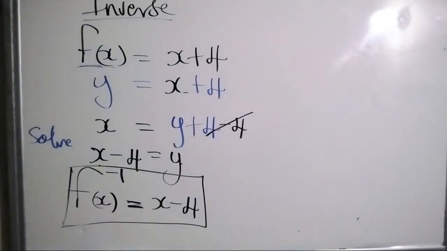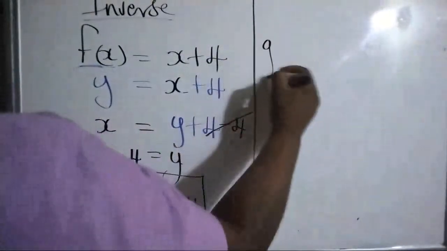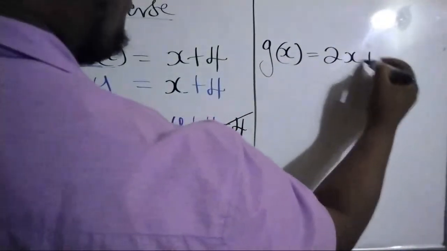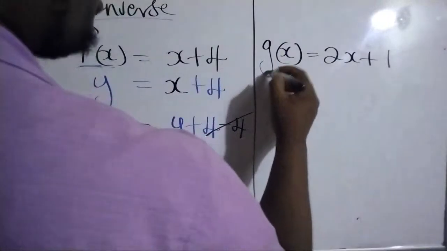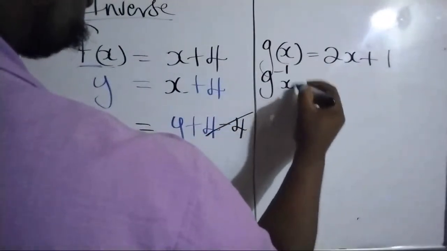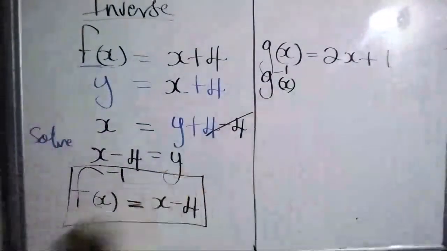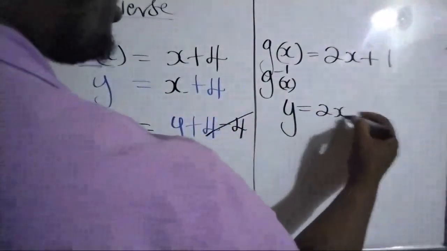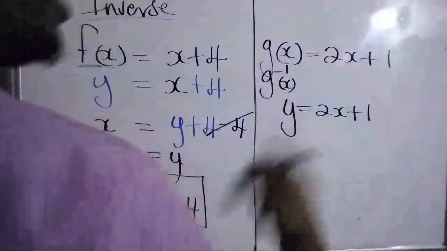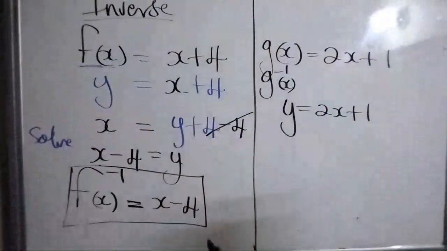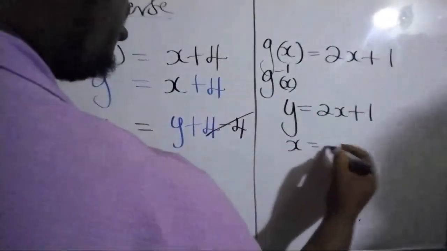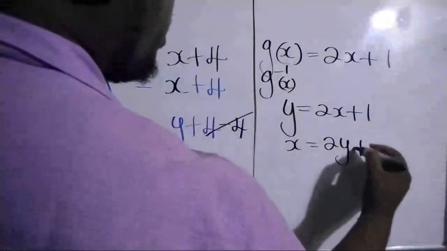Let us get a little bit more complex. Let us say we are given a function g of x is equal to 2x plus 1, and we are asked to find the inverse of g. That's how the inverse is, right? So first, we change the function to y, so that's y equal 2x plus 1. Next, we interchange x for y and y for x. So anywhere x is, we put y, and anywhere y is, we put x.